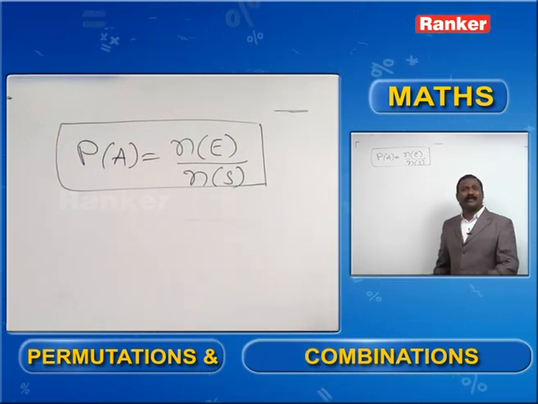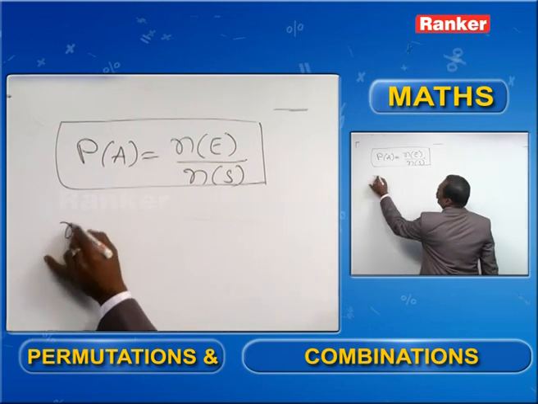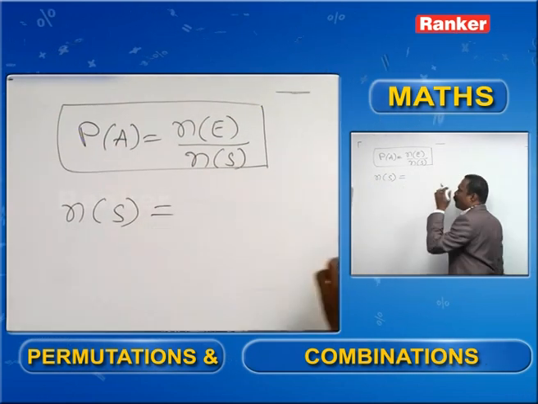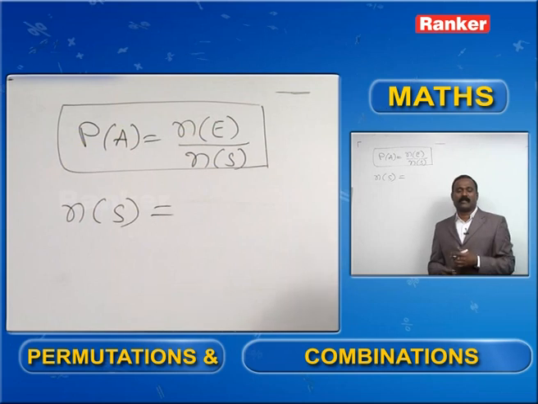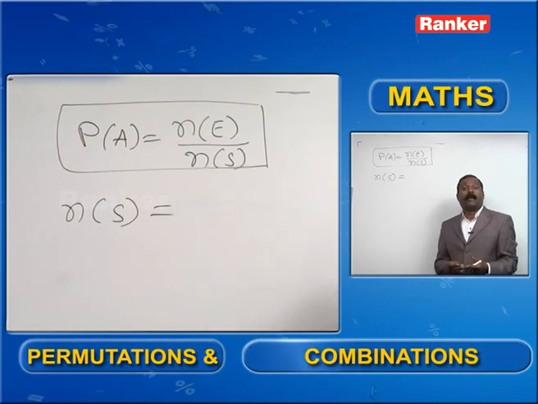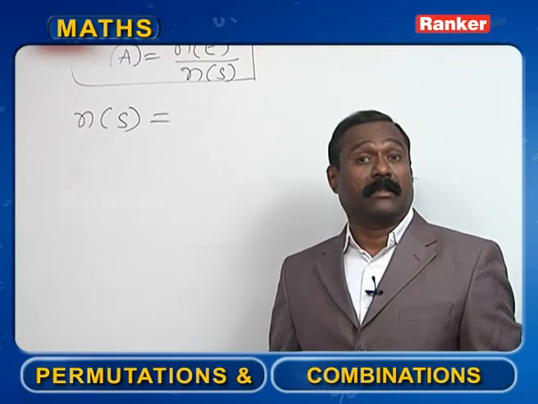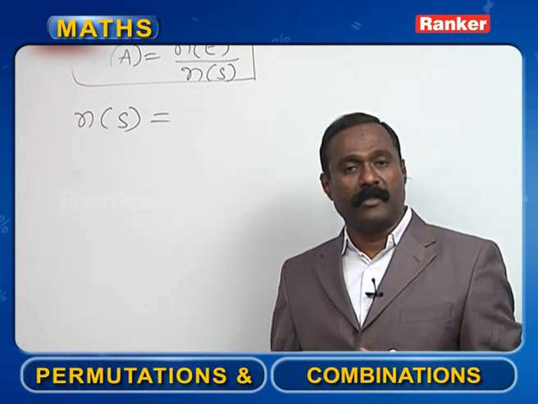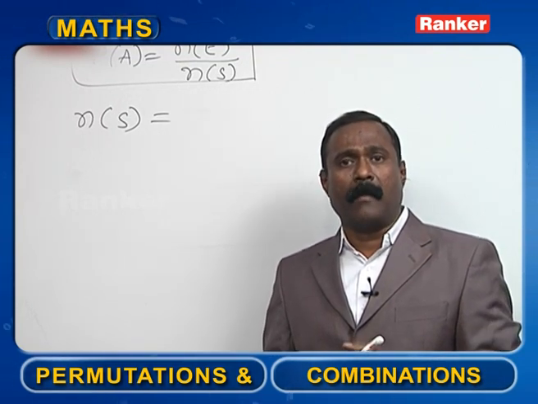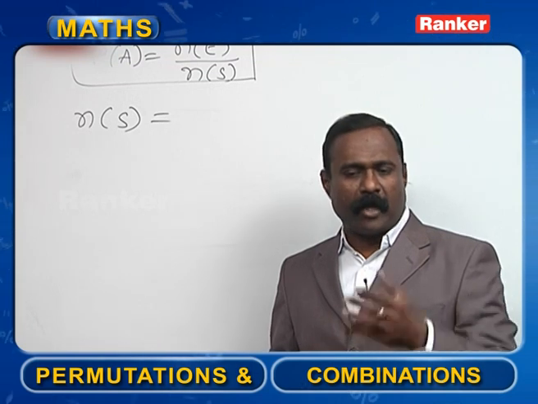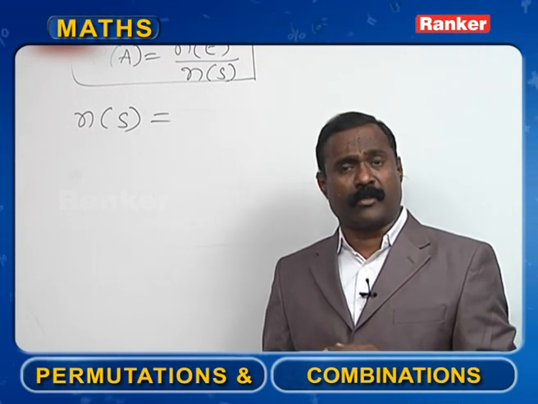So before writing the probability, let me write first N of S. What is N of S? The total number of outcomes. How many people are there? 6 married couples are there. 6 married couples means it is 6 into 2, 12 people are there. From 12 people, how many people are chosen? 4 people are chosen.